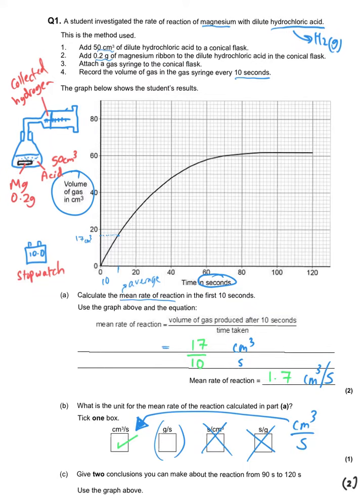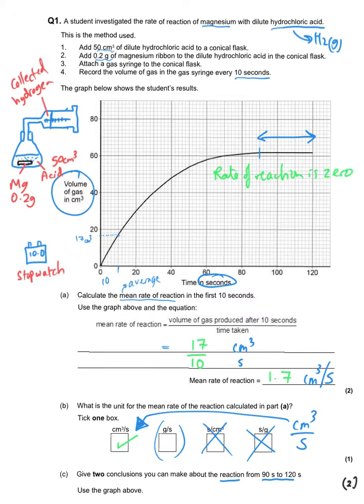And then the final question on this page says, give two conclusions that you could make about the reaction between 90 seconds and 120 seconds. So that is this section of the graph here. And so I will write my answer in that section. So first up, the rate of reaction can be deduced from the gradient of the line. This line is flat, and so the rate of reaction is 0.